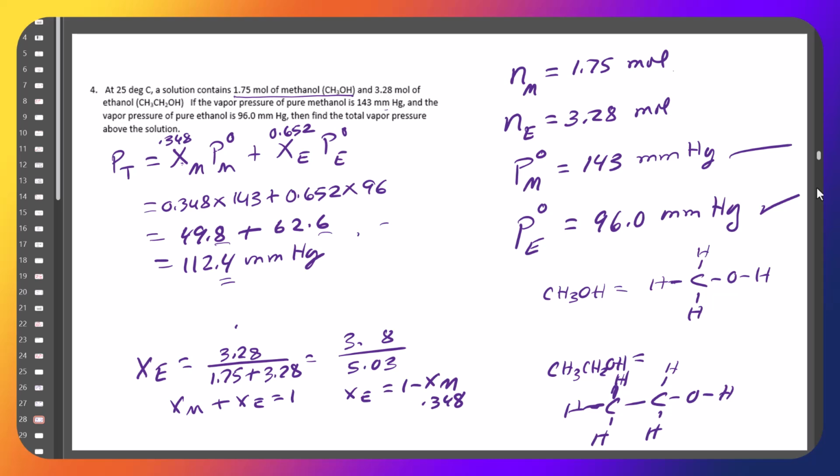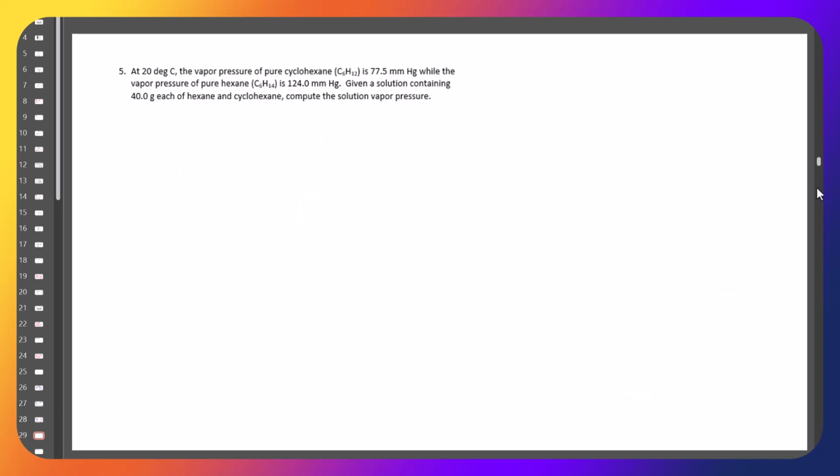In number 5, we still have a new variation of the previous problem. The vapor pressure of pure cyclohexane is 77.5 millimeters of mercury, while that of pure hexane is 124. Given a solution containing 40 grams each, compute the solution vapor pressure. So we have 2 liquids, okay? And they're both volatile because we're given vapor pressures for each of those.